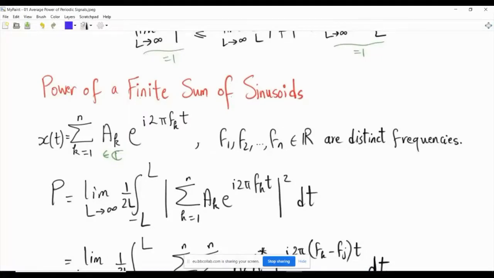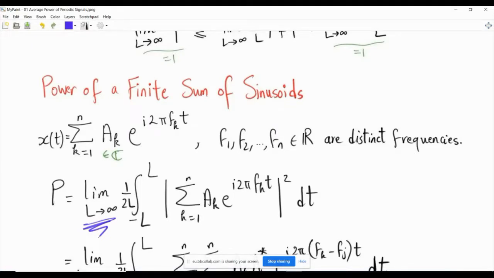Okay, so that's the reason here. If you sum a number of sinusoids and you want to find the average power of the sum, then it is better to use the limit formula, the original definition of power.